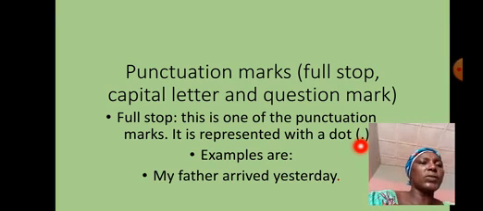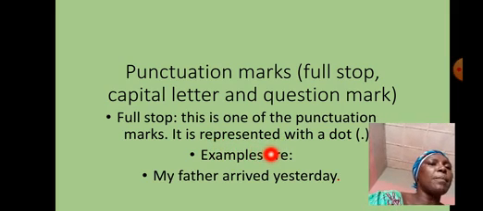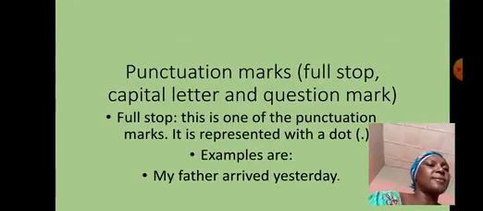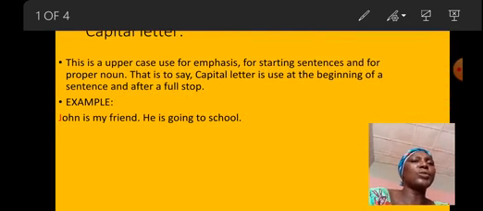Whenever you are reading a sentence, dear angels, and you come across the sign full stop, it means pause. It means stop, as the name implies, before you continue. So don't forget that a full stop is used at the end of a sentence and is represented with a dot. An example is: my father arrived yesterday. That's good.